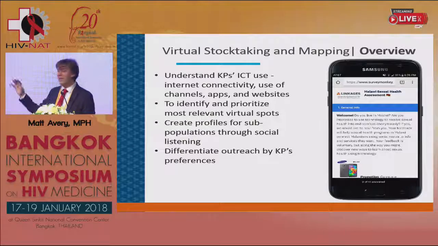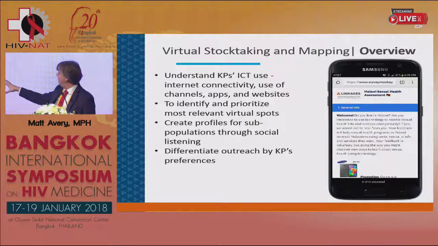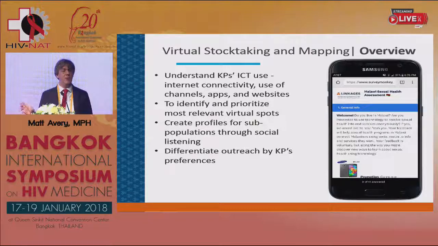So the whole idea here is it's not intended to be a one-size-fits-all model. It's intended to be differentiated and tailored to the specific needs of the subpopulations. And what you're seeing in this picture is just one example, the Malawi Sexual Health Assessment, which was a virtual stock-taking exercise that Linkages conducted with MSM in Malawi. That was conducted via a SurveyMonkey form that was sent to people as a link over websites to their cell phones and advertised through social and sexual networking apps so that they could collect more information anonymously on members of this target population and how they used ICT and where they could be reached online. So just as an example of what this might look like.